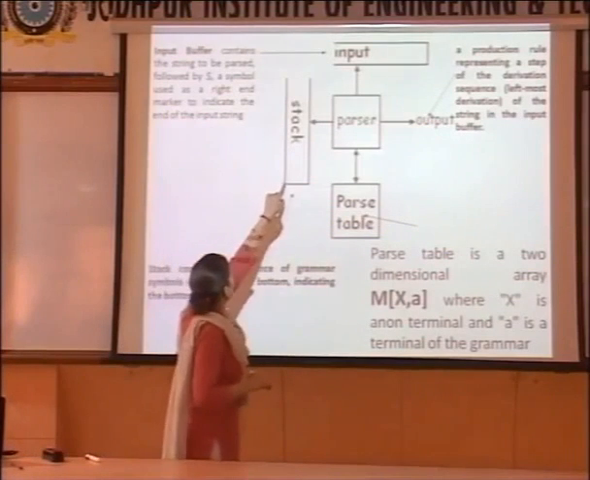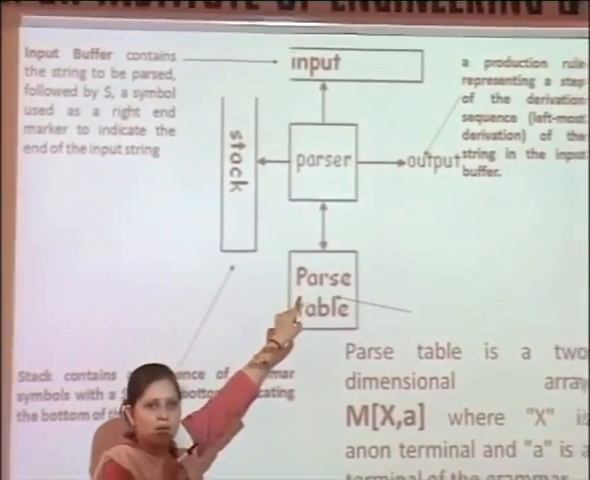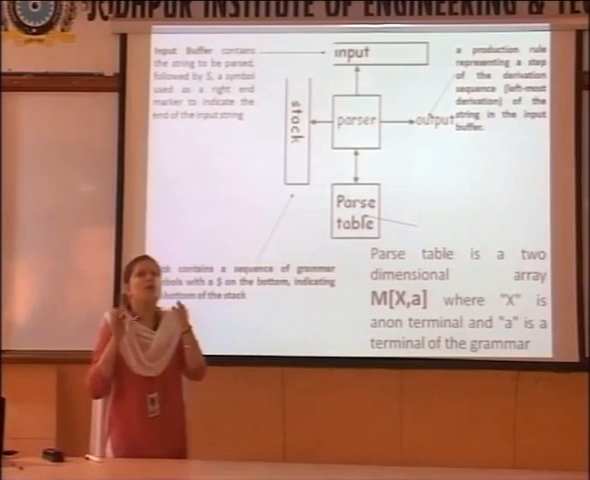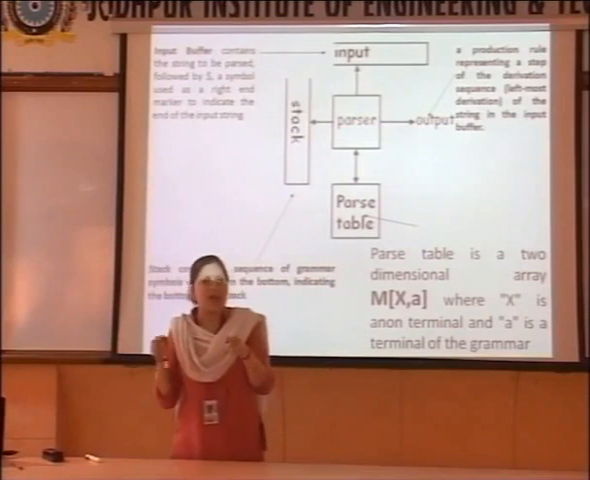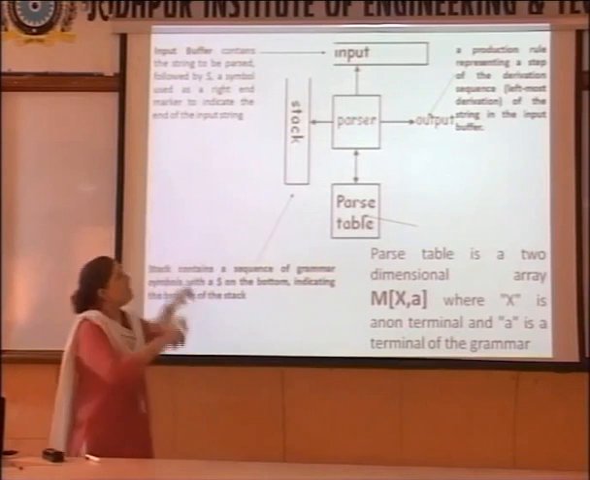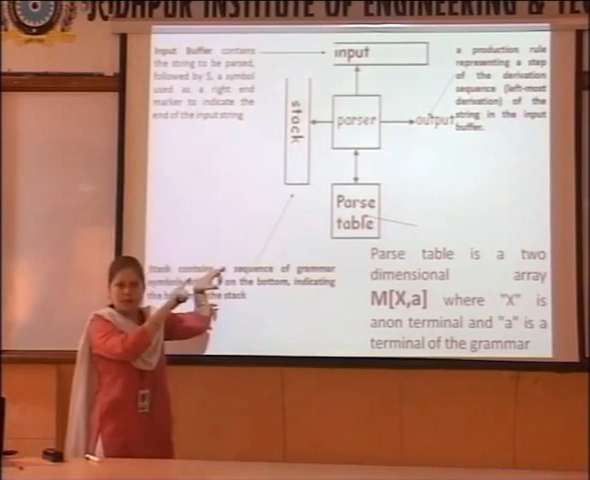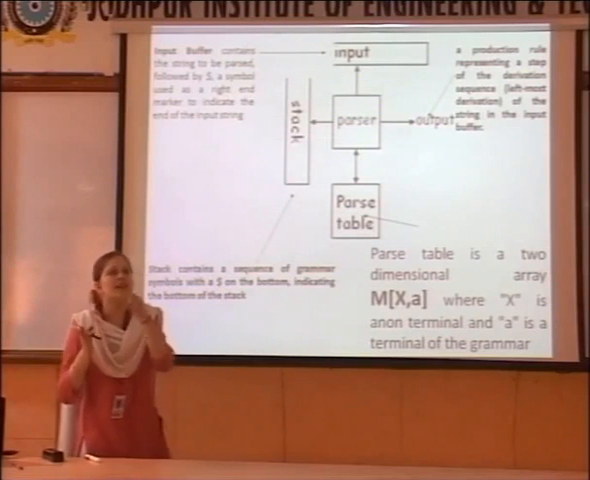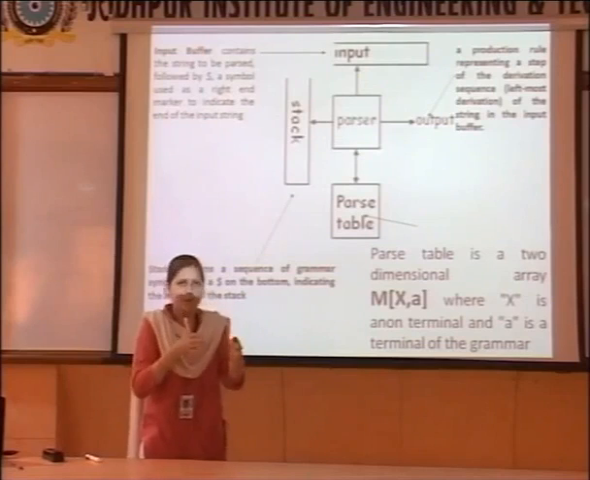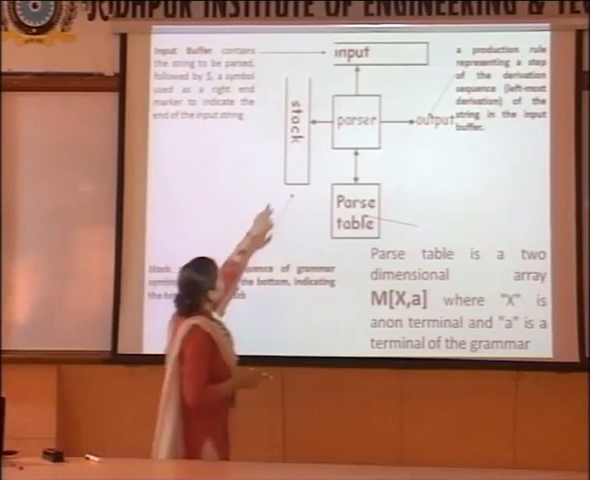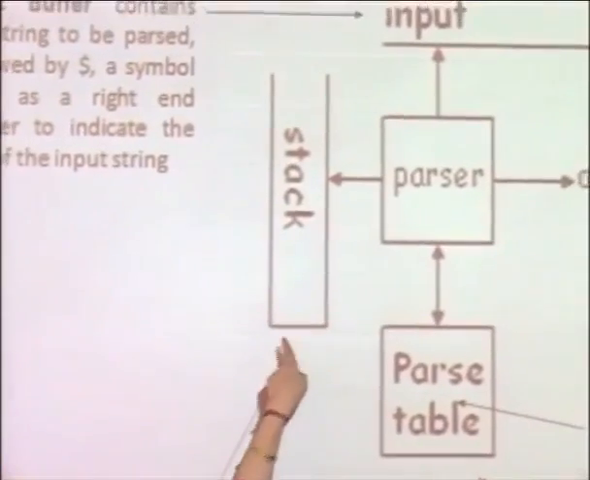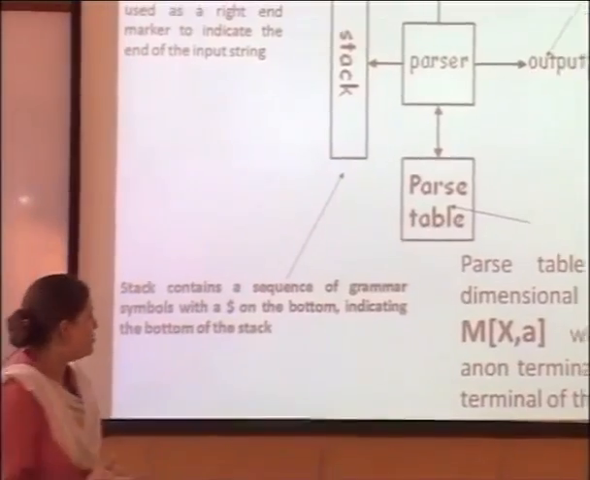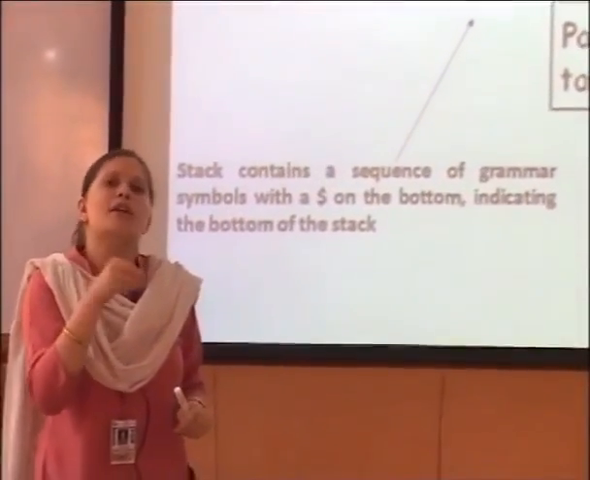This input buffer contains the string that is to be parsed. What happens when the compiler starts scanning a particular string or a program statement? That particular program statement is fed into this input buffer, and that particular string is followed by an end marker that represents that the statement has its end. Then we have the second component, that is the stack. How does this stack work? This stack actually contains the sequence of the grammar symbols with an end marker at its bottom.